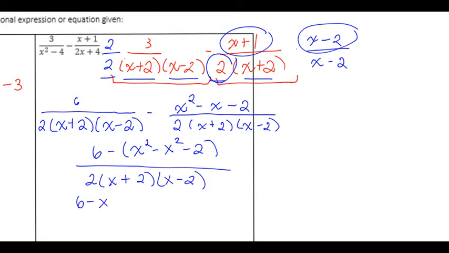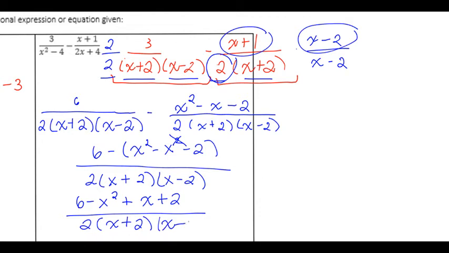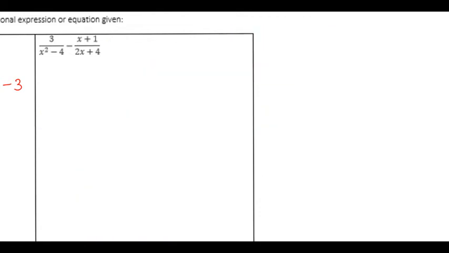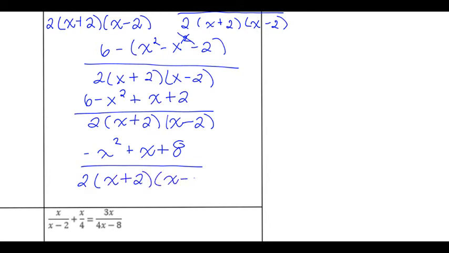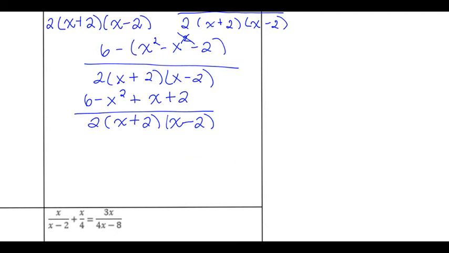So I have 6 minus x squared. Oh, this shouldn't be an x squared. That's a regular x. Plus x plus 2 over 2, x plus 2, x minus 2. So we're just going to combine like terms, and we'll get negative x squared plus x plus 8 over 2, x plus 2, x minus 2. And now that we're all done, quickly look in the denominator, and I'll notice that my restrictions are that x can't be negative 2 because that would give me 0 here, and x can't be positive 2 because that would be giving me 0 there.